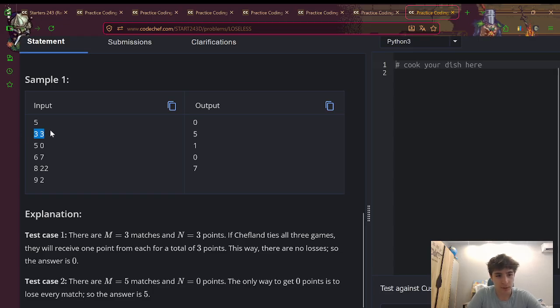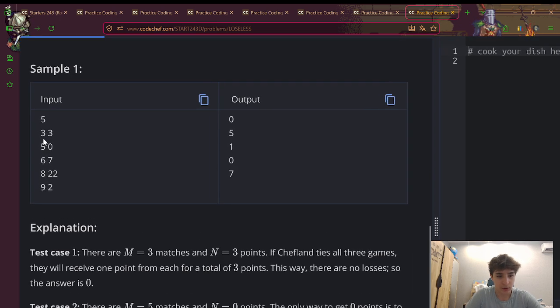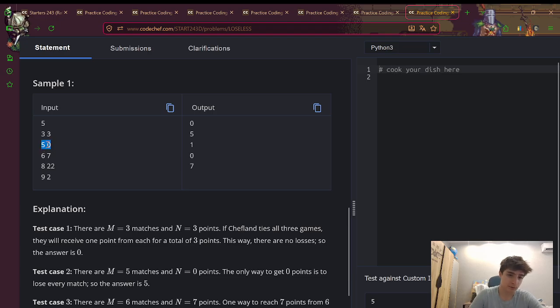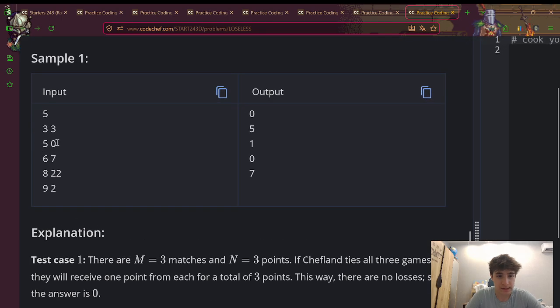Oh, we need to divide this. I don't know why, but I noticed this. M divided by N. Okay, 5 and 0. Holy crap, that's pretty understandable. They got 5 losses. So, okay, it's impossible, but for example, 5 divided by 1. Okay, something like this. 6 and 7. They played 6 matches and 7 points.